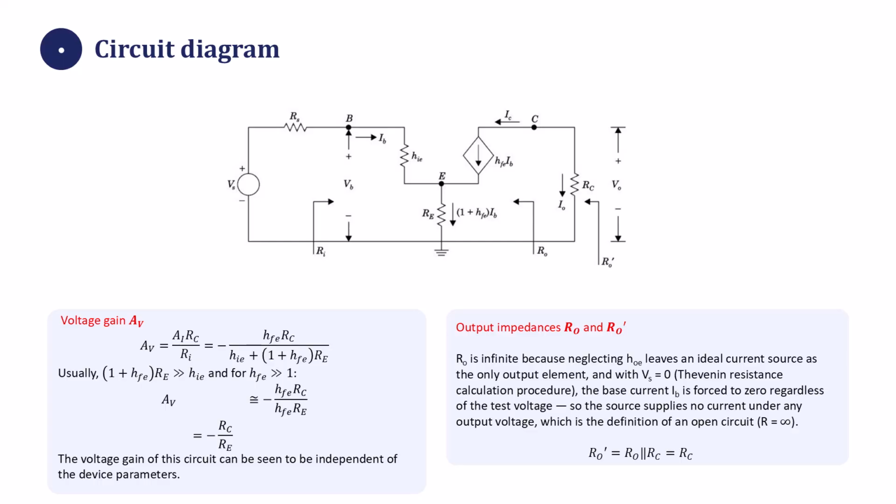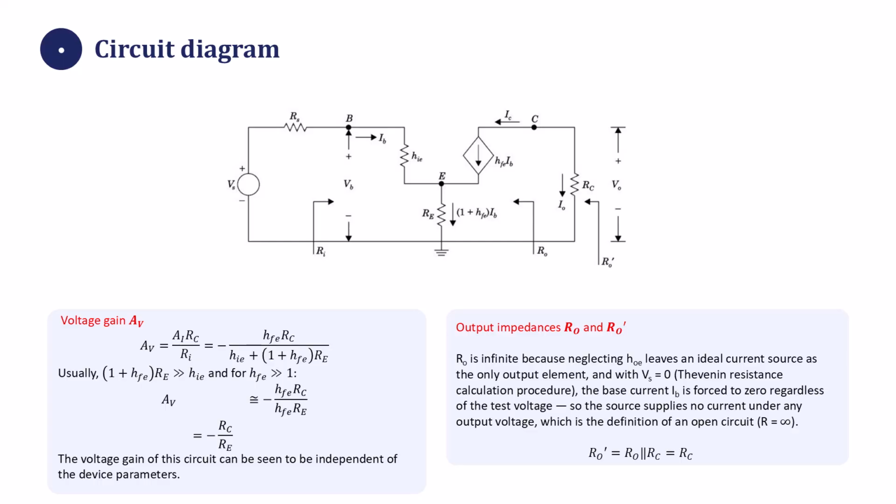It depends only on the ratio of two resistors you choose, RC and RE, which makes the design far more predictable and repeatable across different transistors. Now let's look at output impedance, RO and RO prime. RO is infinite because neglecting HOE leaves an ideal current source as the only output side element.